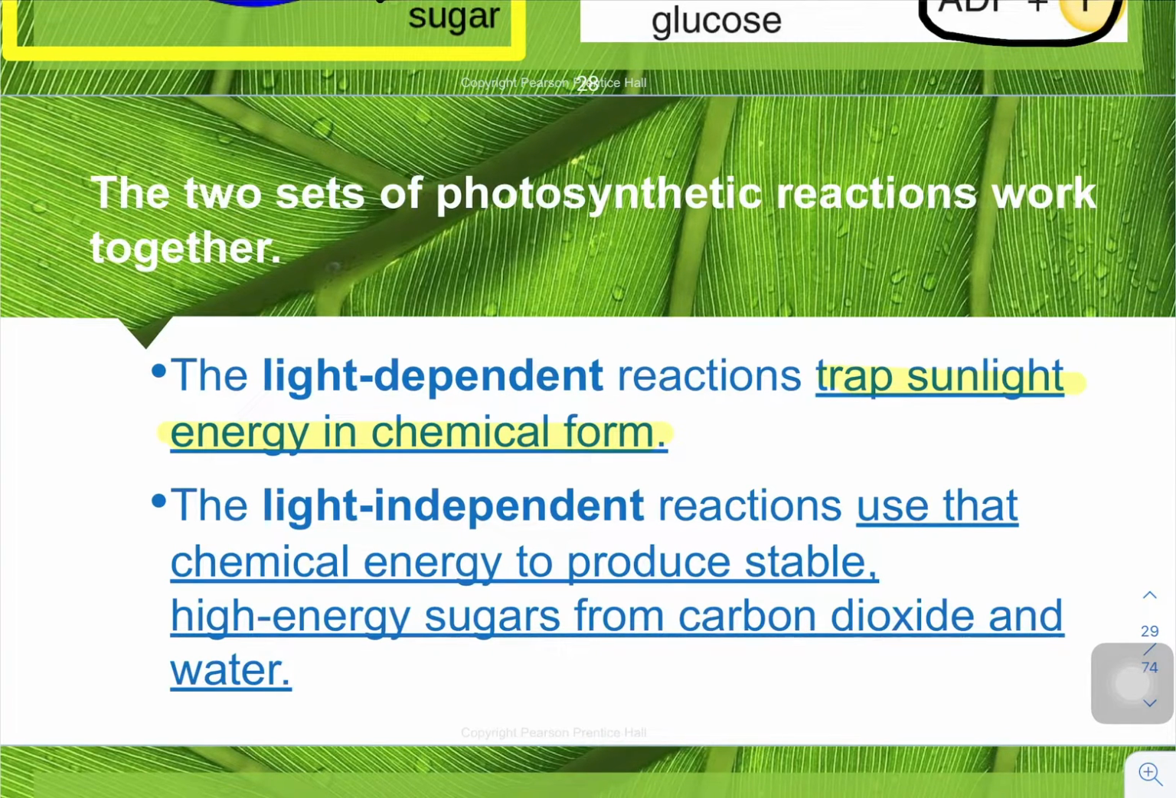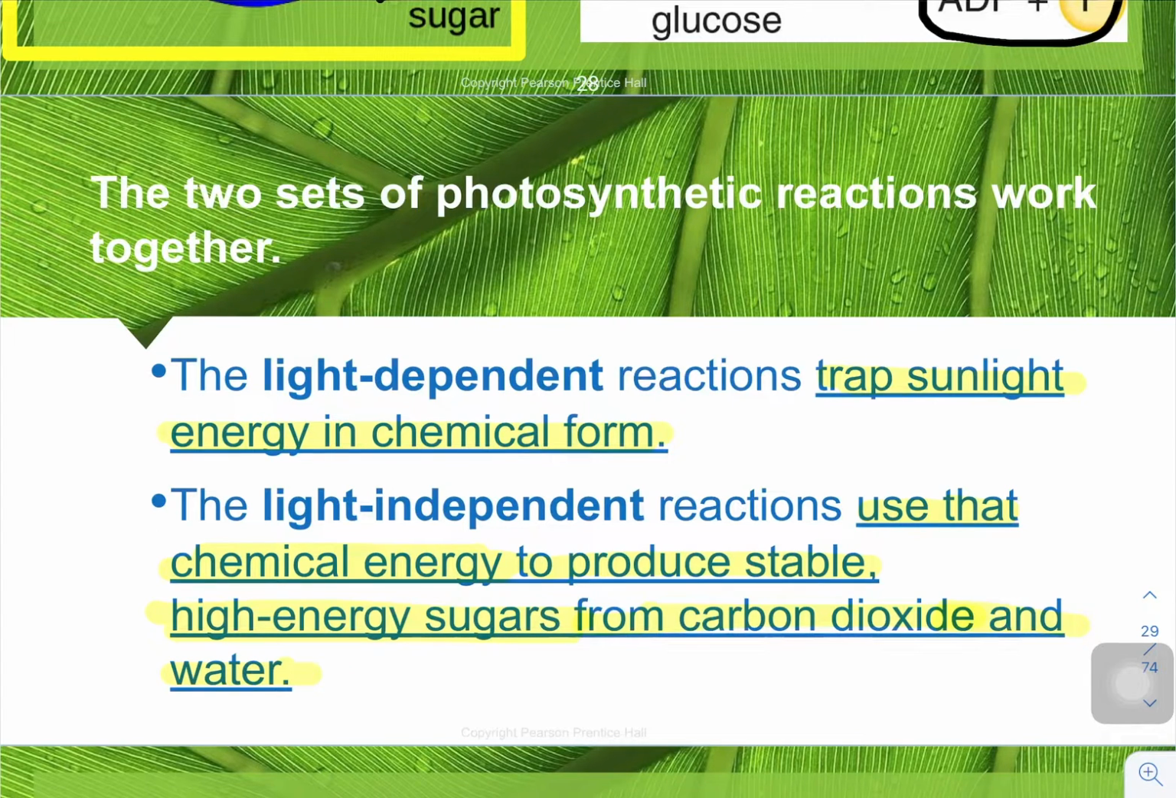Then the light-independent reactions use the energy that was trapped from the sun. So they use that chemical energy to produce stable, high-energy sugars, which we know is glucose, from carbon dioxide, our raw material, and water.